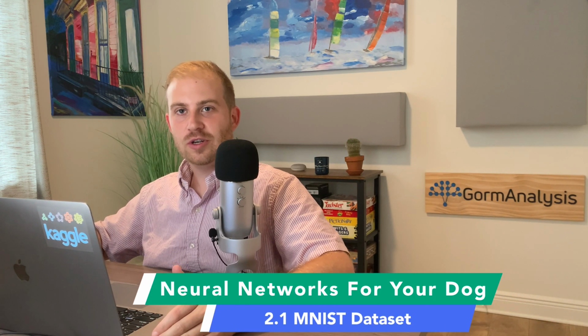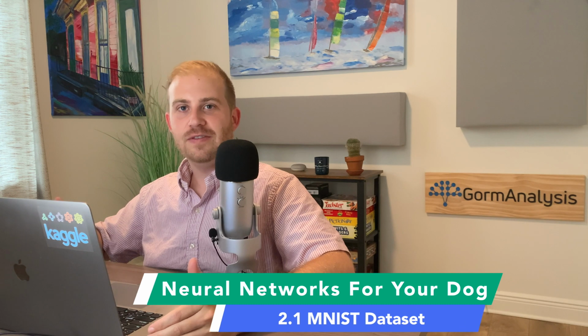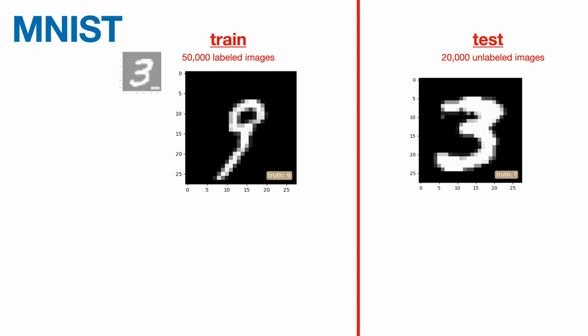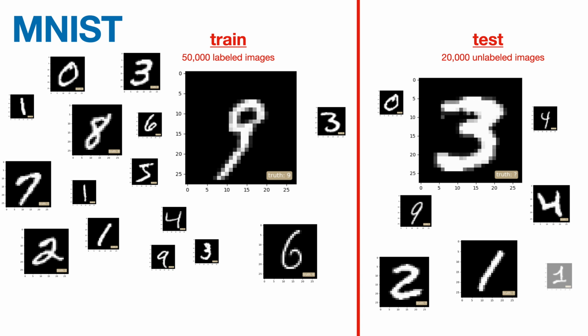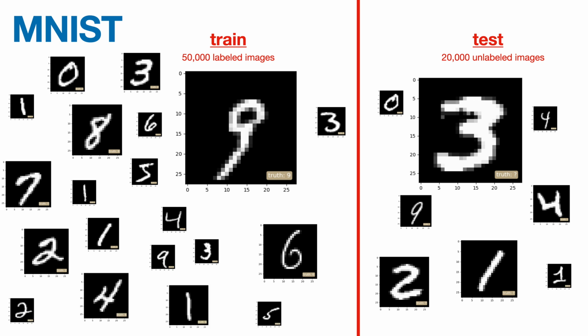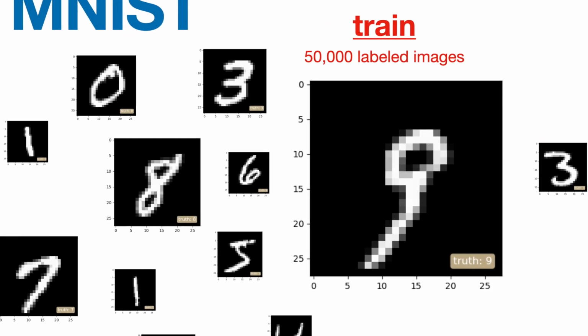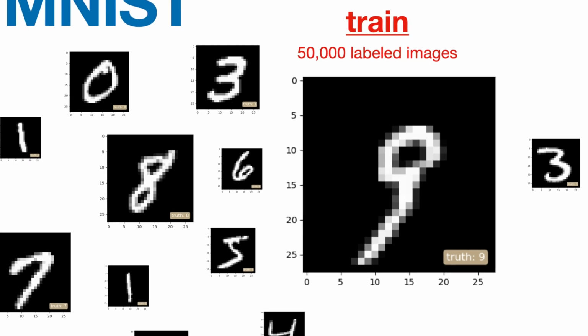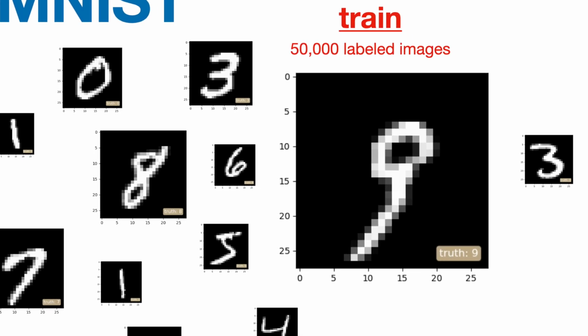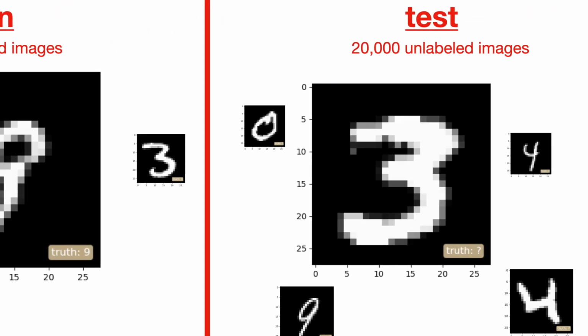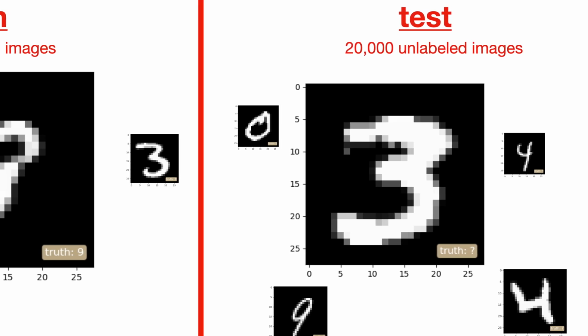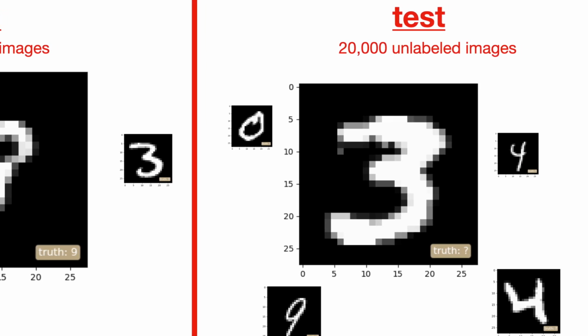In this section, we're going to start our neural network journey with a classic motivational problem, identifying handwritten digits from the MNIST dataset. This is like the Hello World challenge of machine vision. The premise is we have 70,000 pictures of handwritten digits between 0 and 9. 50,000 of these represent the training data, where we know what digit the picture is supposed to represent. The other 20,000 represent the test data, where we have to predict what digit the picture represents.